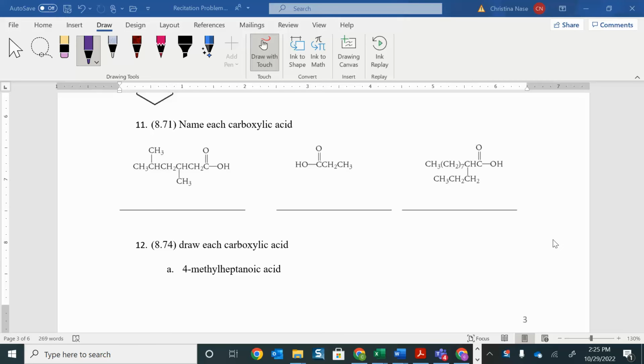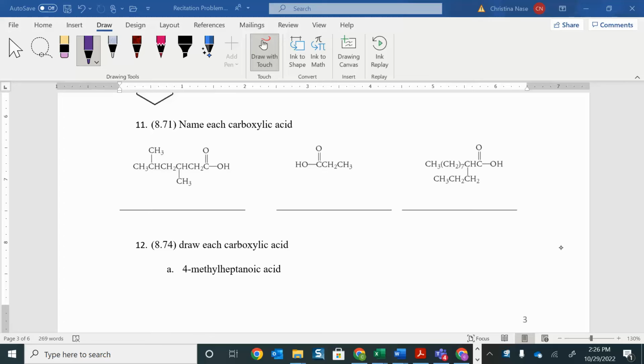Name a couple of carboxylic acids. When you're naming a carboxylic acid, you're trying to find the longest continuous chain that contains the carbonyl carbon. Carbonyl, that's C double bond O, is called the carbonyl carbon. This part here, C double bond O with the OH, is how you know you have a carboxylic acid. So you're looking for that in order to name it as a carboxylic acid.